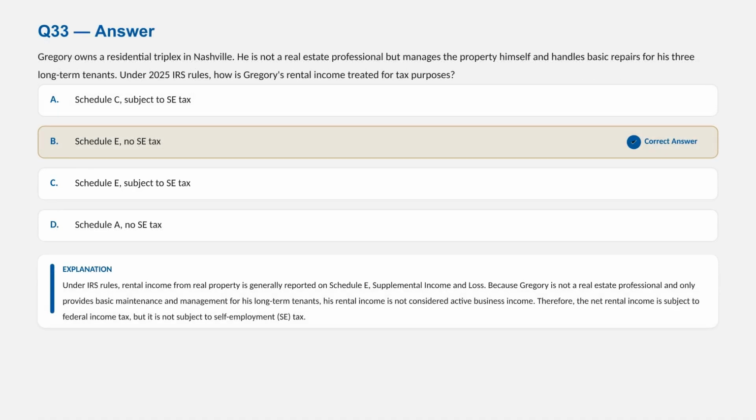The correct answer is B. Schedule E, no SE tax. Under IRS rules, rental income from real property is generally reported on Schedule E, Supplemental Income and Loss. Because Gregory is not a real estate professional and only provides basic maintenance and management for his long-term tenants, his rental income is not considered active business income. Therefore, the net rental income is subject to federal income tax, but it is not subject to self-employment, SE, tax. Great. Now let's move to our next question.